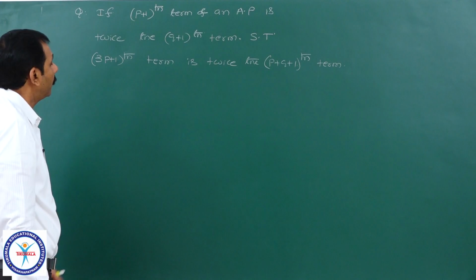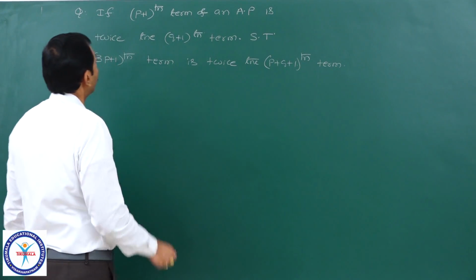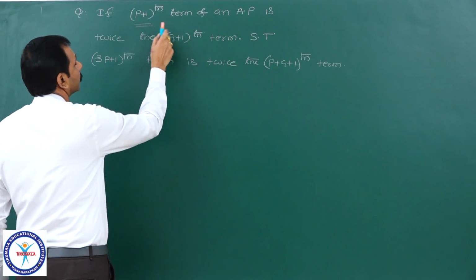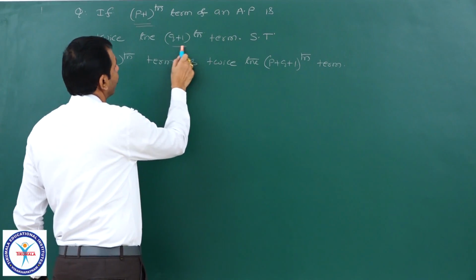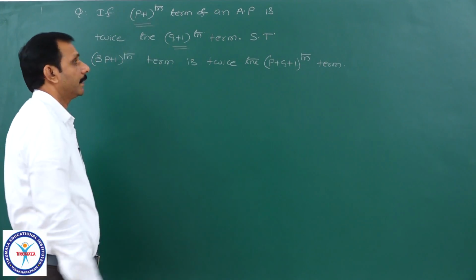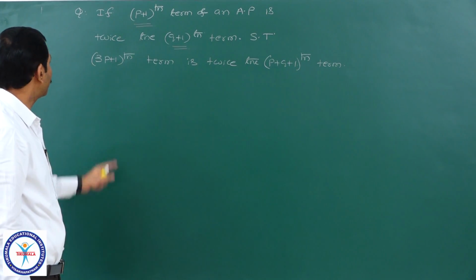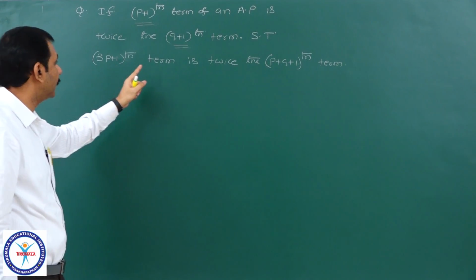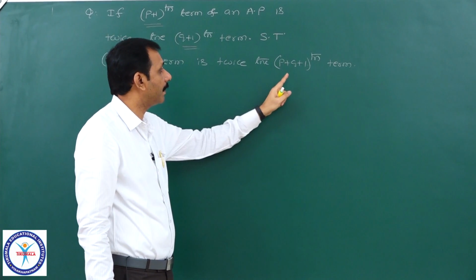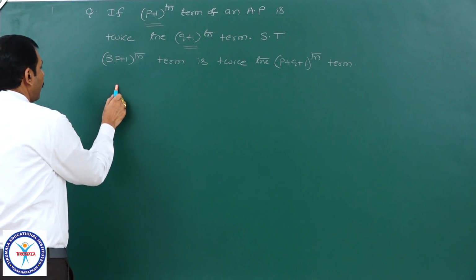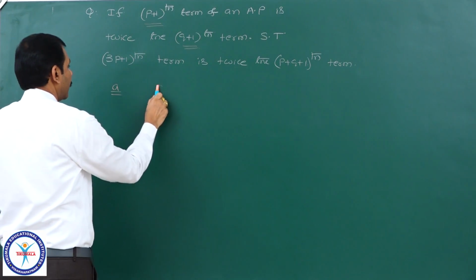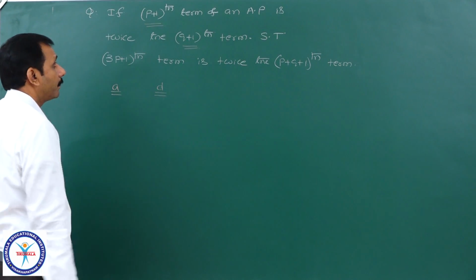See this next problem. If the p plus 1th term of an AP is twice the q plus 1th term of that AP, then show that the 3p plus 1th term is twice that of the p plus q plus 1th term. Yes, as usual I will take a as the first term and d as the common difference of this AP.